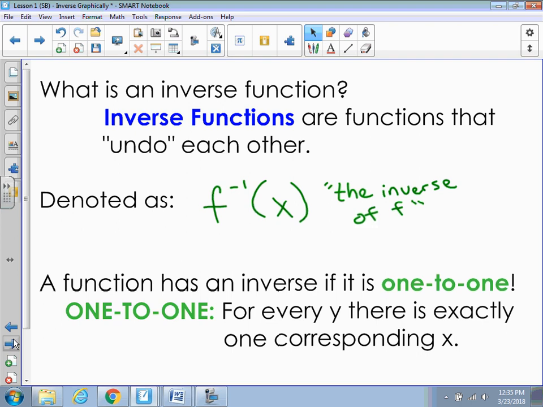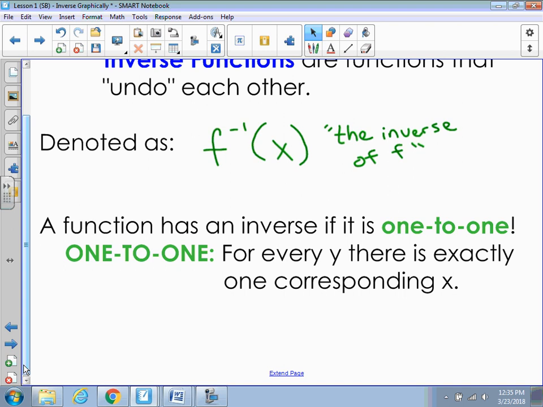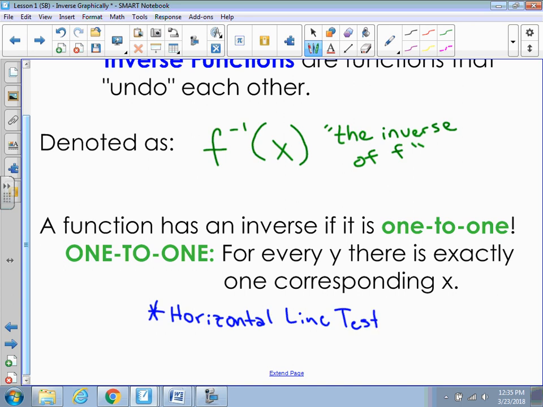A function is 1 to 1 if for every y, there's exactly one corresponding x. In order for us to decide if a function is 1 to 1, we're going to use the horizontal line test. What that means is you look at the graph. So let's say we have a parabola here. Well, if I put a horizontal line anywhere on there, I should only hit 1 point. Notice I don't hit at 1 point, so my inverse is not going to be 1 to 1. It's not going to be a function.